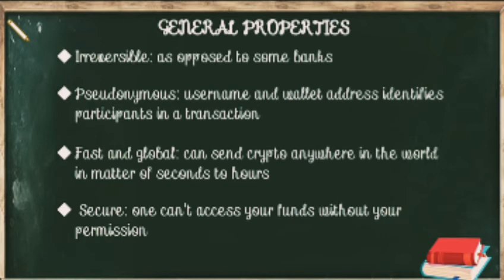And then another property, the fourth, is secure. It is very, very secure because, as opposed to fiat currencies, Bitcoin or cryptocurrency is the bearer and not debt. So your funds are also very secure with your private key, which is on the blockchain. No one can access your funds without you giving them the permission to.